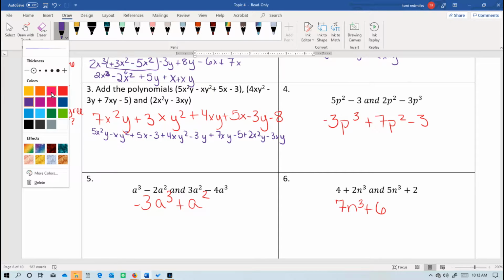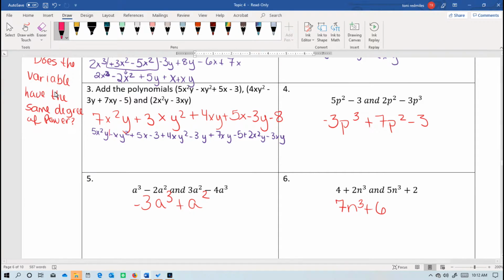So I'm going to go through and get all of my y squared terms. Remember, you got to take the sign that's in front of it with it. All right, that looks like it. So I have a negative, I'm going to go ahead and put my 1 in. Add my coefficients. Negative 1 plus 4 is going to give me 3xy squared. All right, so those are done.